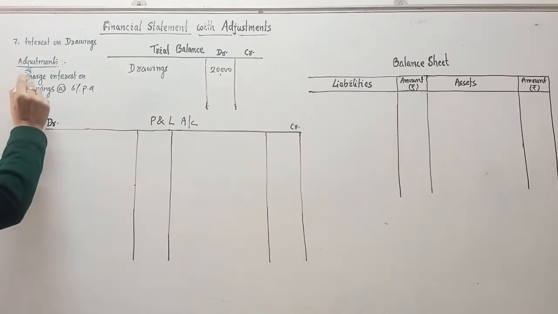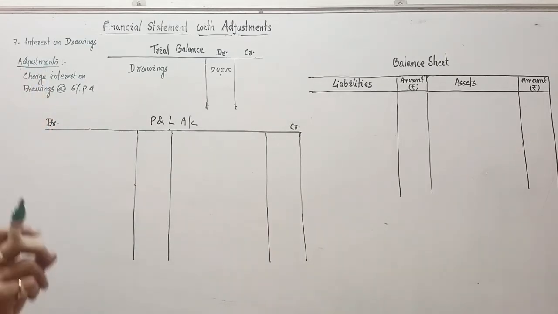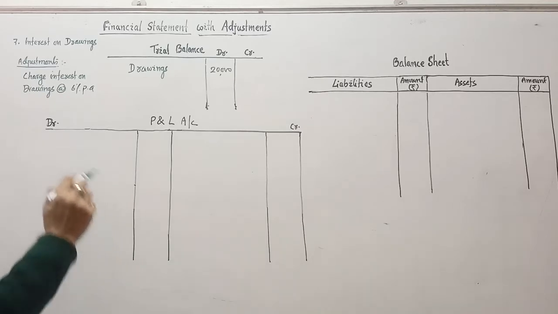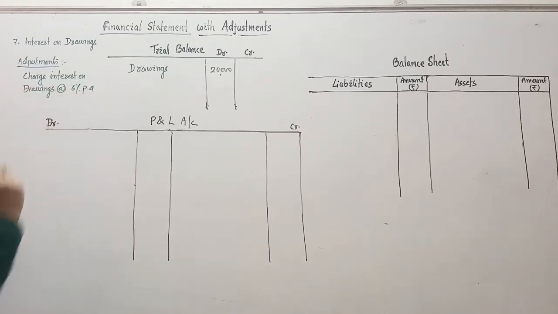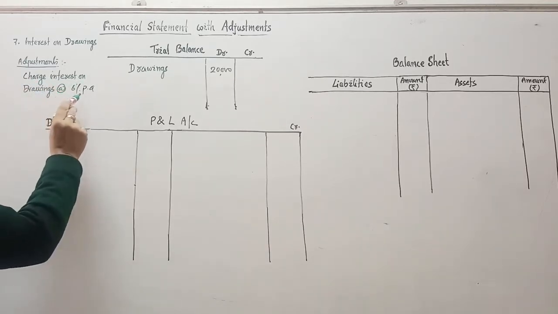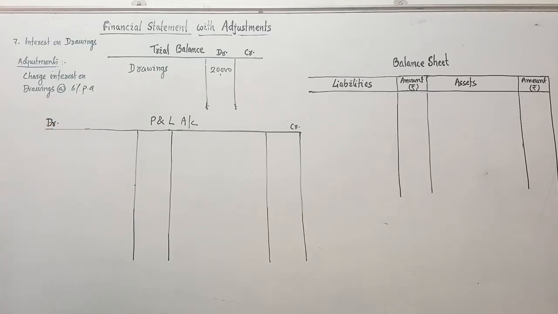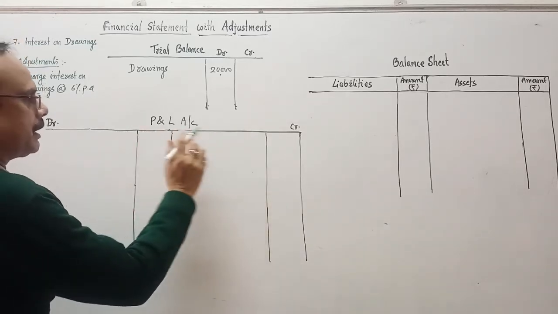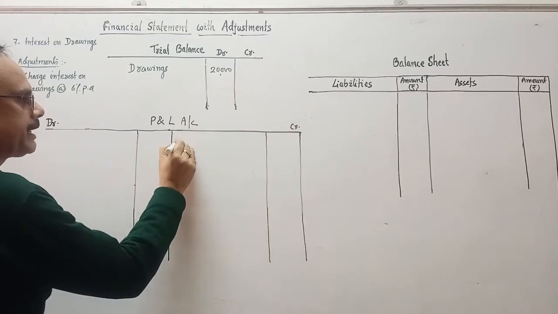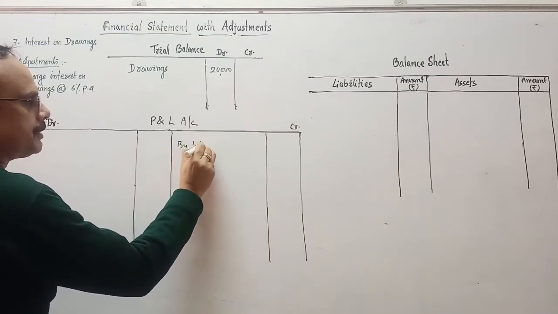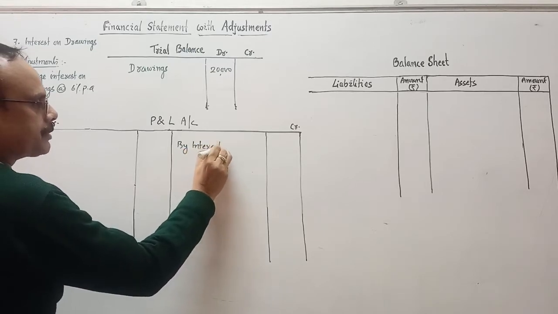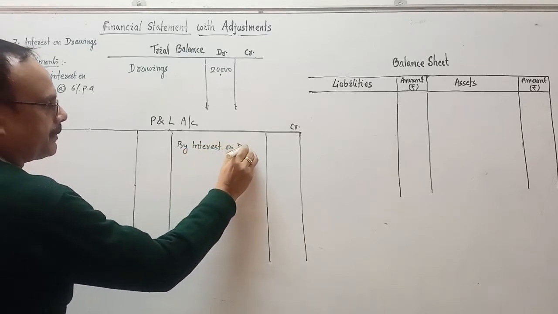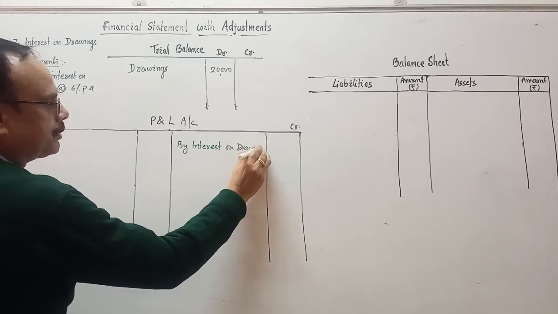In the adjustment, if it is given that charge interest on drawing, suppose the rate of interest is 6% per annum, then in the profit and loss account, on the credit side, the income side, we will write interest on drawings. It's an indirect income. Is it clear? Interest on drawings.